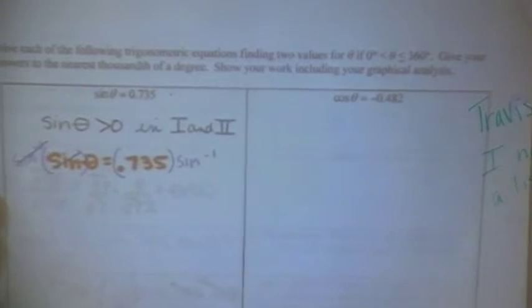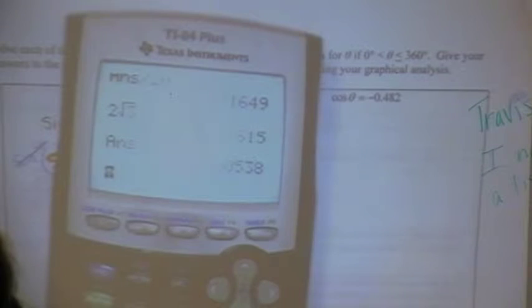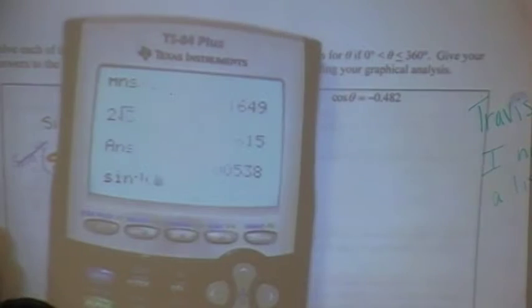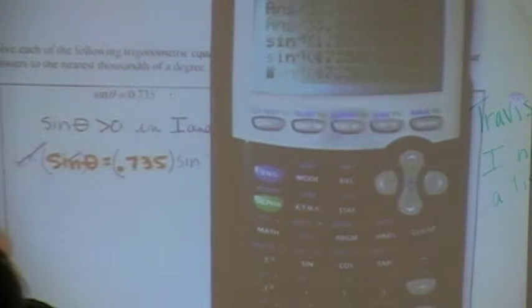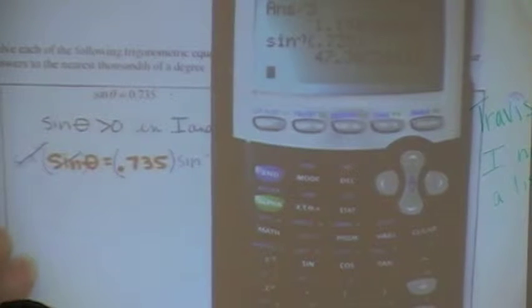Alright, so we're going to plug it into our calculator. I'm going to make sure I'm in degrees here. So I'm plugging in arc sine 0.735. And I got 47.307.